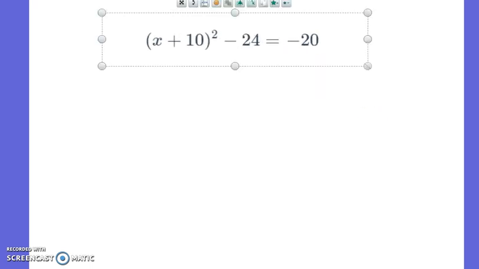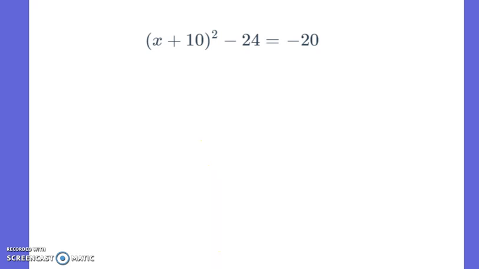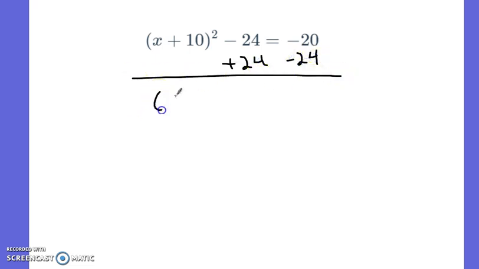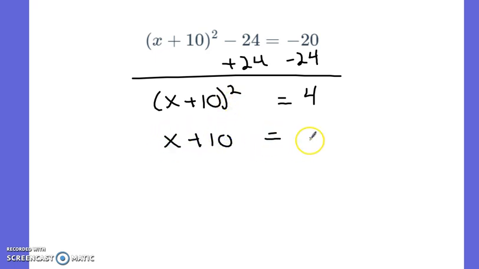Okay, so I see a lot going on here. We'll add 24 to get rid of the minus 24. Gets me x plus 10 squared. Over here I'll just have 4. Now the next thing to do is to undo the squaring. So we'll have x plus 10 when I square root both sides. Square root of 4 is 2. But don't forget, positive and negative 2. And then we'll subtract 10 from each side.